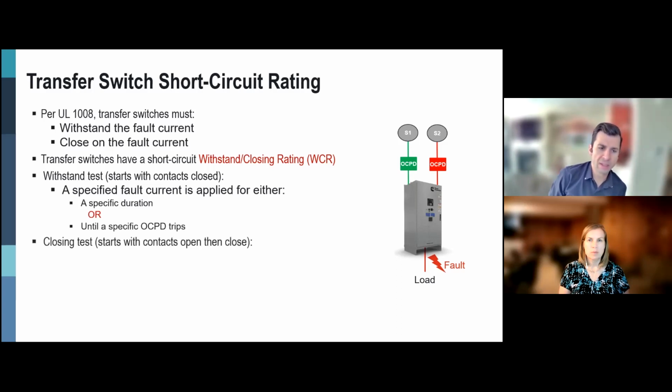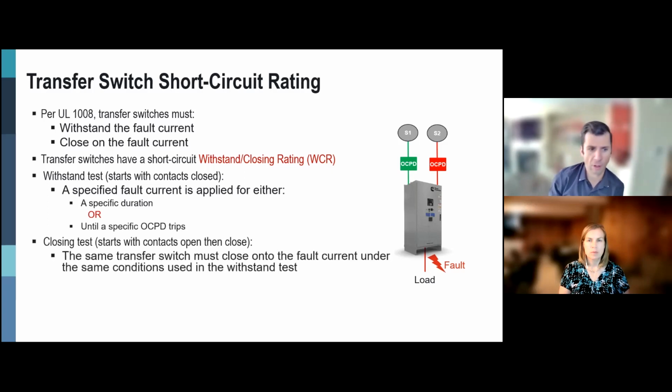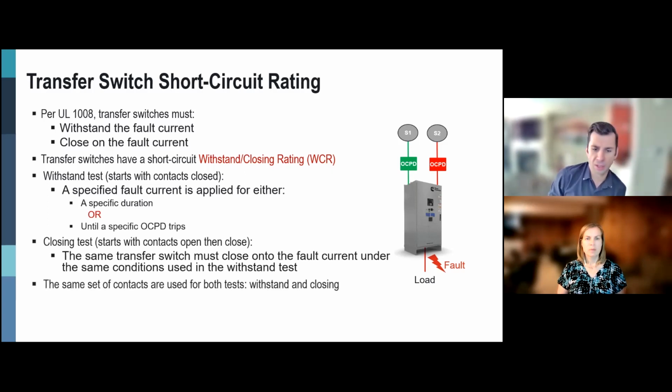The closing test starts with the contacts open, and then we close onto the fault. The same transfer switch must close onto the fault current under the same conditions. The same set of contacts are used for both tests, withstand and closing. When you specify a transfer switch, you want to make sure it has a withstand and closing rating. Withstand without closing is not a true rating for a transfer switch.